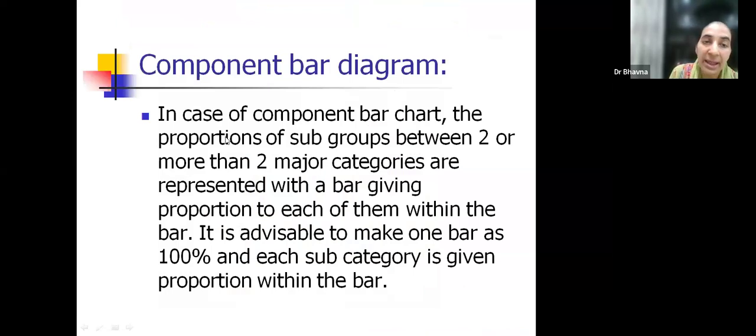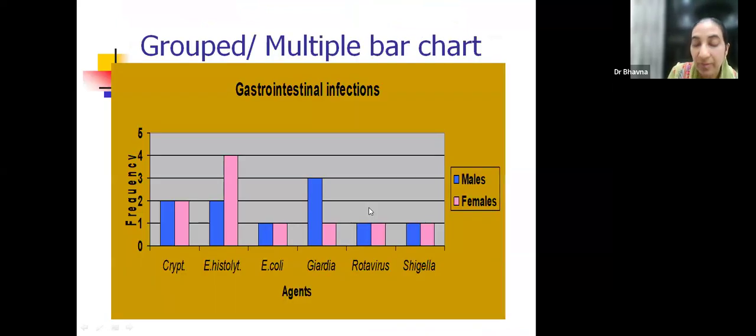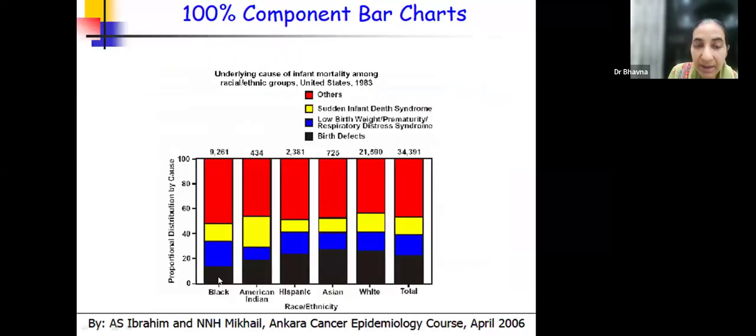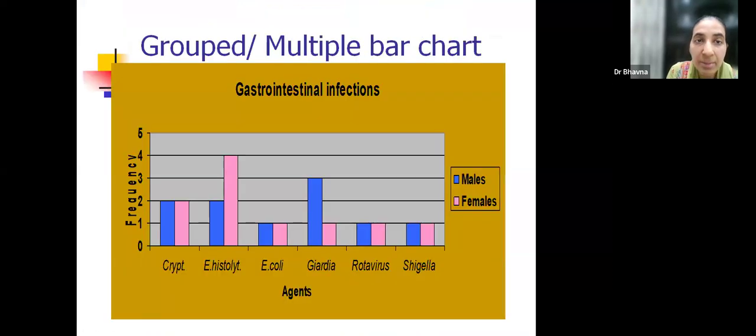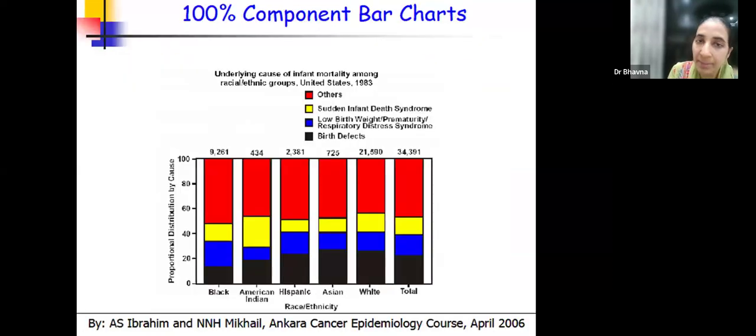What is a component bar diagram? In a component bar chart, the proportions of subgroups between two or more major categories are represented with a bar giving proportion to each of them. Look, this is the bar, and it gives proportion or component to each variable or each subcategory. This is what you have to understand. There is one bar. This one bar gives space or proportion or component to different subcategories. Okay. This is usually not asked. What you have to know is a multiple bar chart or a simple bar chart and a pie chart.